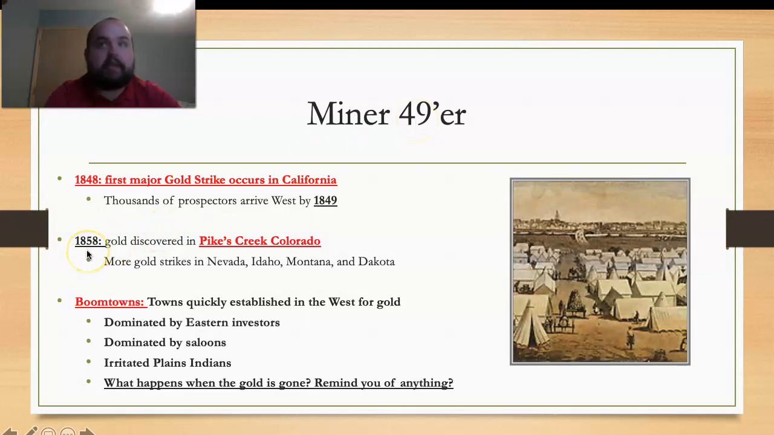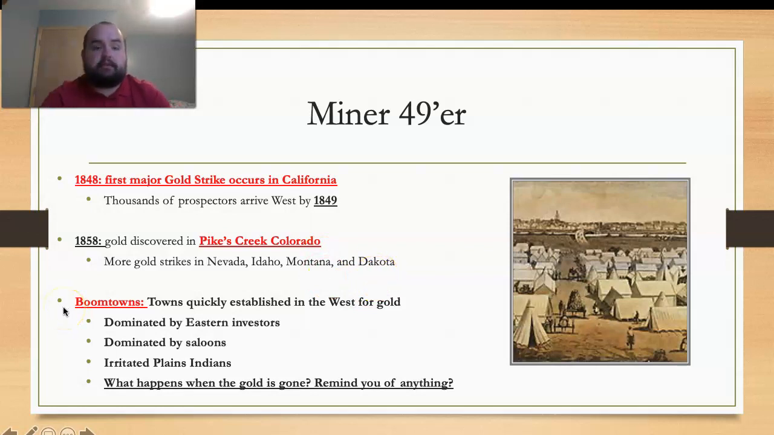By 1858, the gold fever had spread. Gold had been discovered in Pikes Creek, Colorado, which led to further gold strikes in modern-day Nevada, Idaho, Montana, and both of the Dakotas. It was the Dakota Territory at the time.